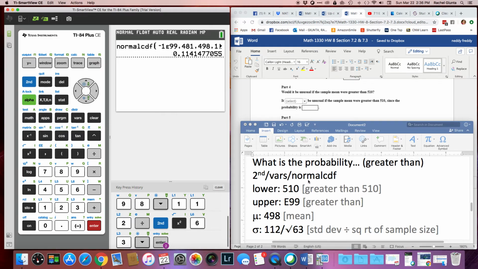And then after you've calculated that, whatever that number is, because this is a would it be unusual question, if the number you've calculated is less than 0.05, then you say it would be unusual. If the number is greater than 0.05, you would say it would not be unusual.